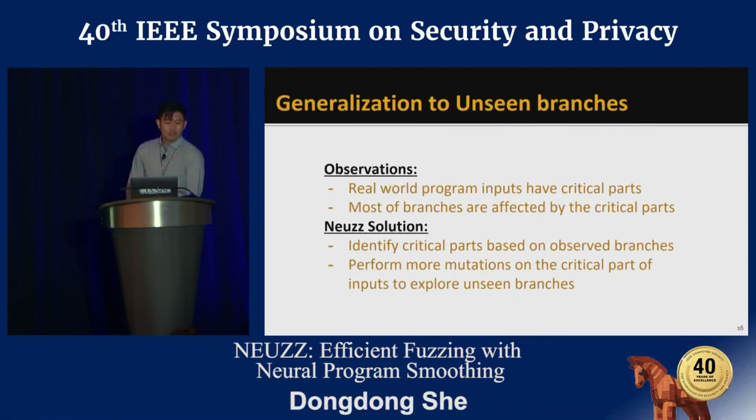After training of the neural network model, a question popped up: how does it generalize to unseen branches? Our observation is that most program inputs of real-world programs are highly structured, and this structure of input forms the critical parts of input. Program logic mainly focuses on the critical parts of input and parses them to trigger different program branches. Our solution is to identify critical parts of input from observed branches and use them to help explore unseen branches.